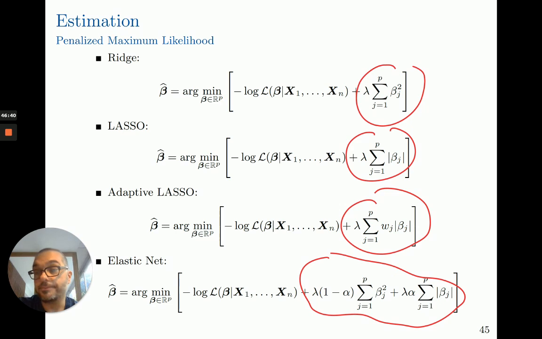Okay, the properties of these estimators are much more complicated. Doing inference is much more complicated. It's still kind of an open problem of ongoing research. Okay, but we can estimate these models in large dimensions.